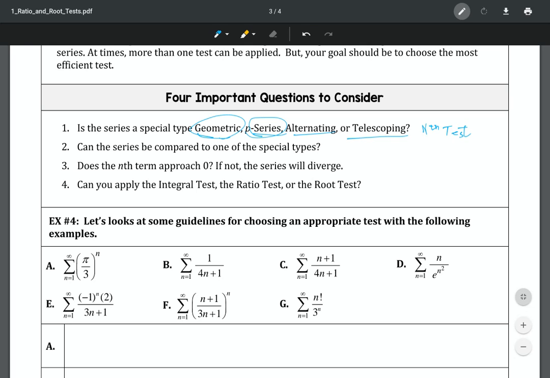Now, the nth test is the one that says if you take the limit as n goes to infinity and you get something other than 0, let me write it right here. If the limit as n goes to infinity of a of n is not 0, then the series will diverge. Now, if it is 0, then it's inconclusive. You can't really say that it diverges or converges. But those are the easiest ones to tell.